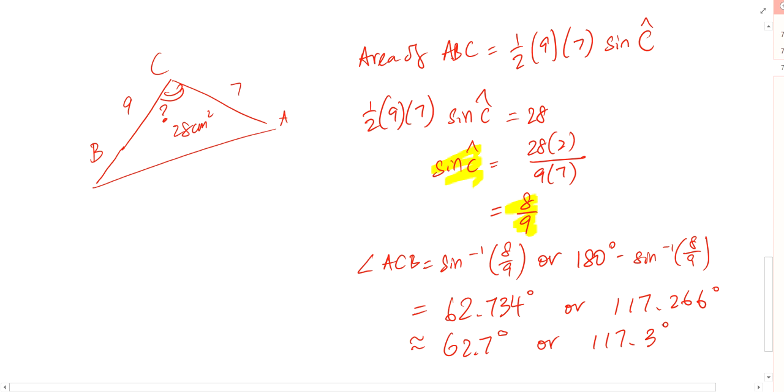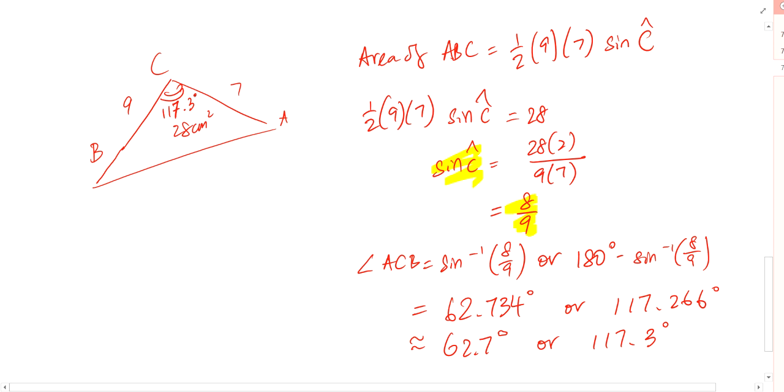Does this make sense to you? Is it actually possible for me to draw two different triangles, where angle ACB has either 62.7 or 117.3 degrees, and yet the area is still 28? It is, right? Based on calculation, it should be possible. So in this diagram that I've just drawn, this angle over here, ACB, is it 62.7 or 117.3? Does this angle look like 62.7 or 117.3? Yeah, this is my 117.3.